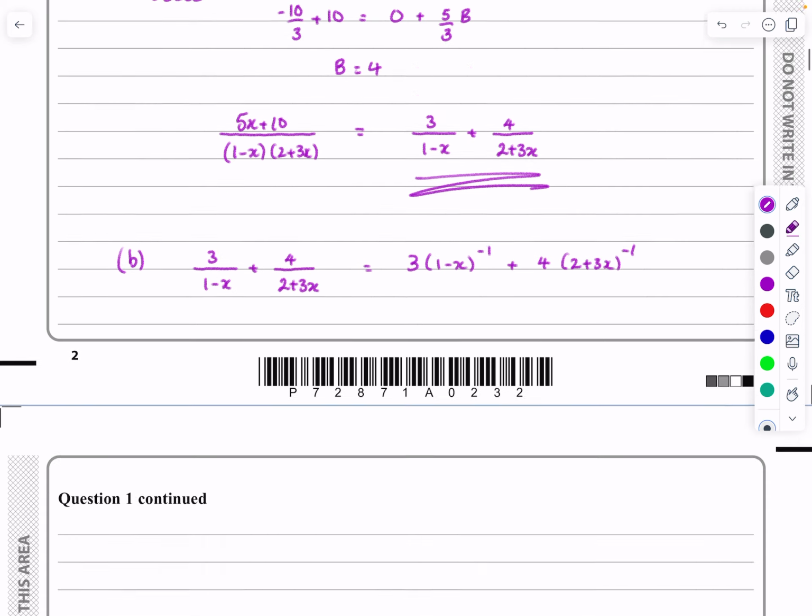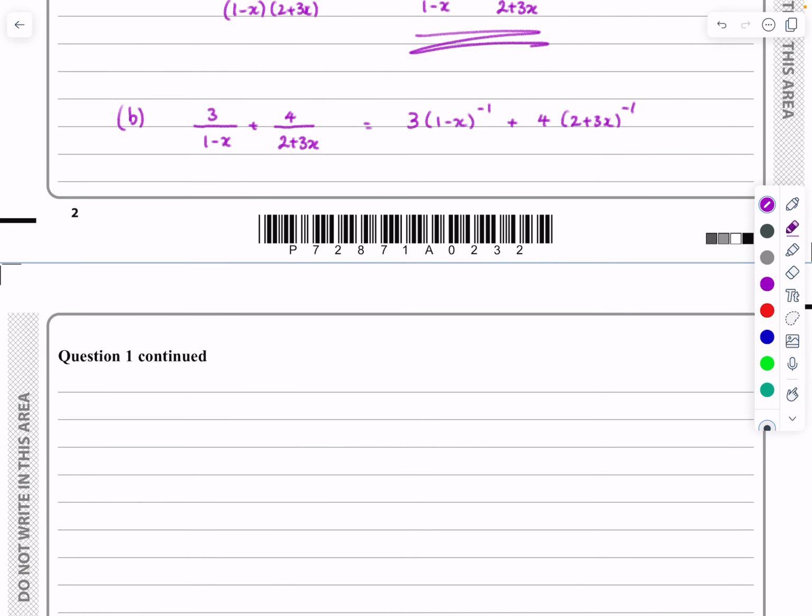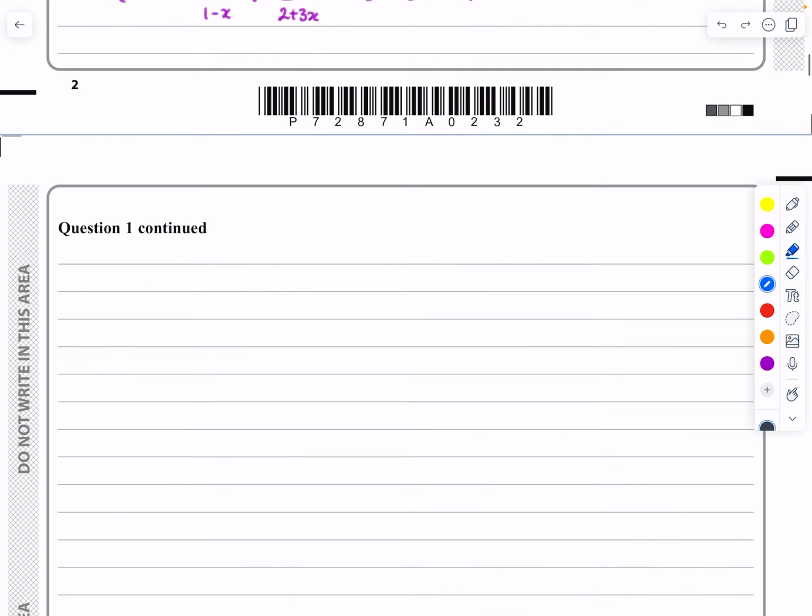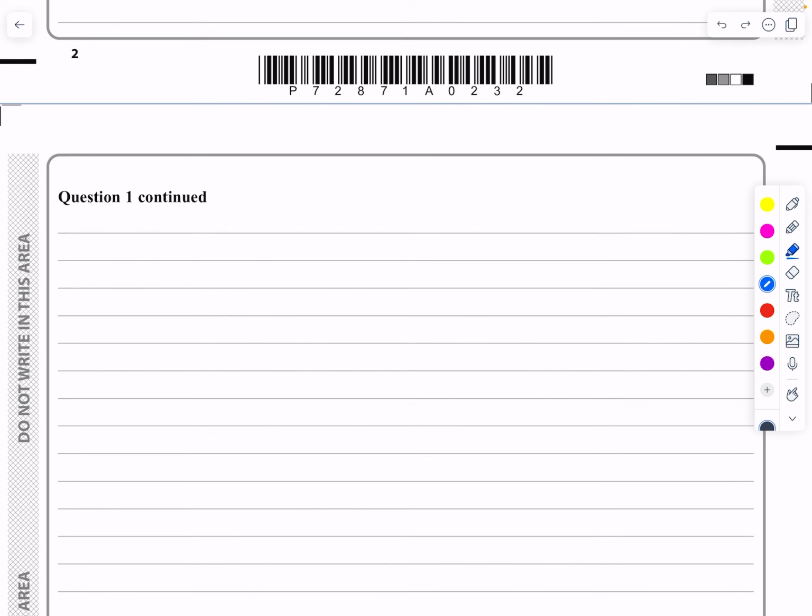So when we're doing this, I'm going to need to expand that using the binomial expansion. And before I can expand that one, I need to put it in the form 1 plus nx. But we'll do all that separately. We'll do this down here. Now let's just take our time to do it. So I'm going to do the first bit, 3 lots of (1 - x) to the minus 1.